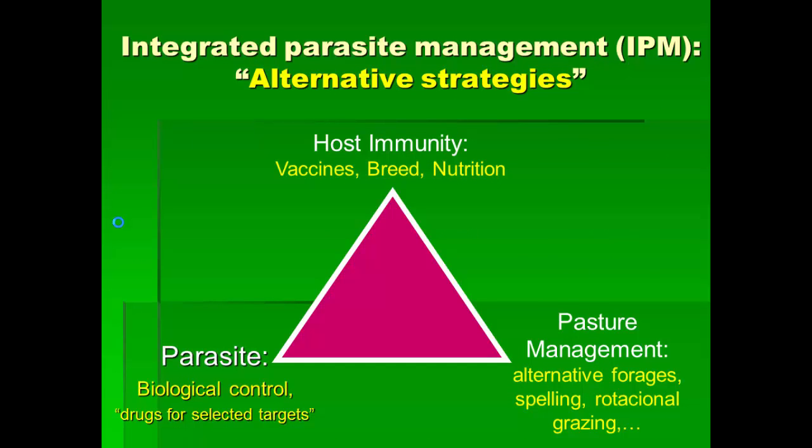As I said before, integrated parasite management refers to all the alternative strategies that can be used instead of or prior to turning to antiparasitic drugs. And we're going to use this epidemiologic triad to list things that can be done on each one of the corners. For example, instead of using chemical drugs against the parasite, we will mention some biological control measures to have host immunity work in our favor. We will see what can be done in terms of vaccines, breed selection, nutrition, and finally we will address some of the multiple things that can be done at the level of the pasture management.